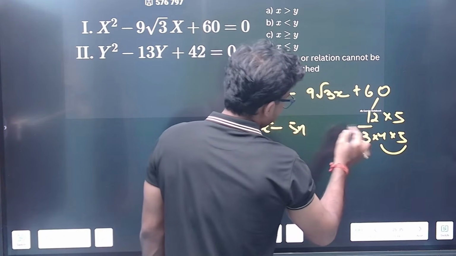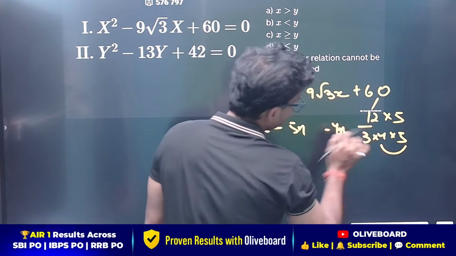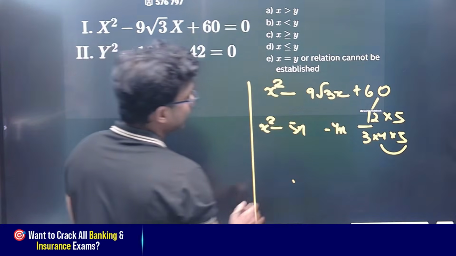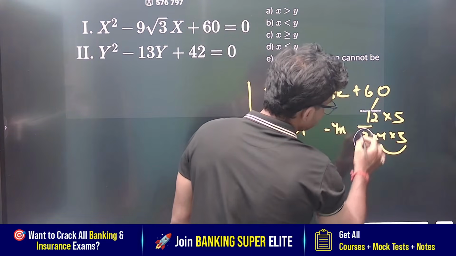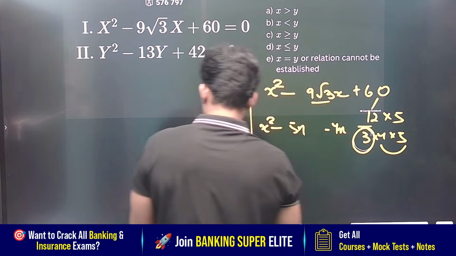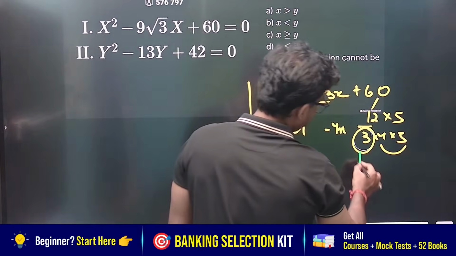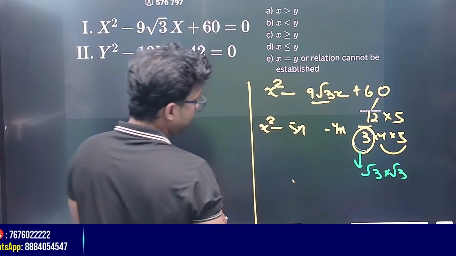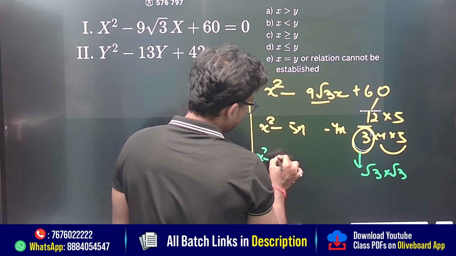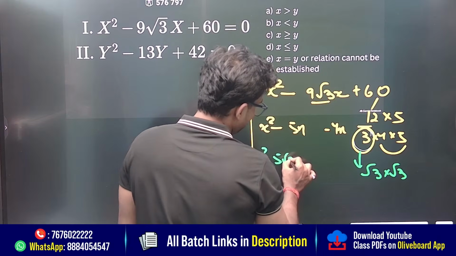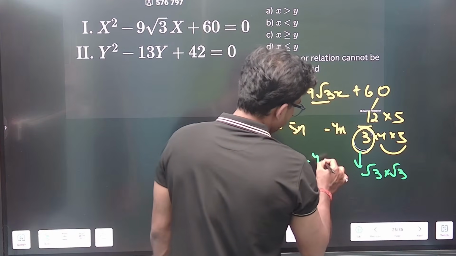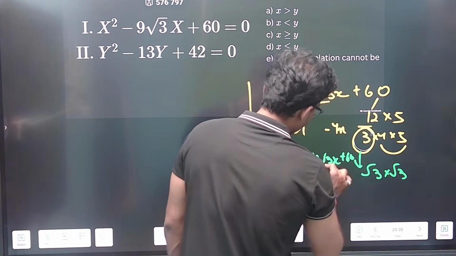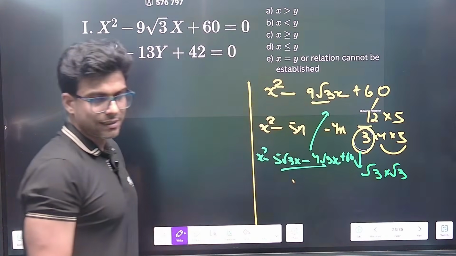5x and minus 4x will give you what? Will give you minus 9, but there is a root 3. So how can you figure out the 3? To figure it out, you can multiply this root 3 by root 3, then this will give you 3. So x square minus 5 root 3 x minus 4 root 3 x will give you plus 60, will give you this whole part. Make sense, everyone?